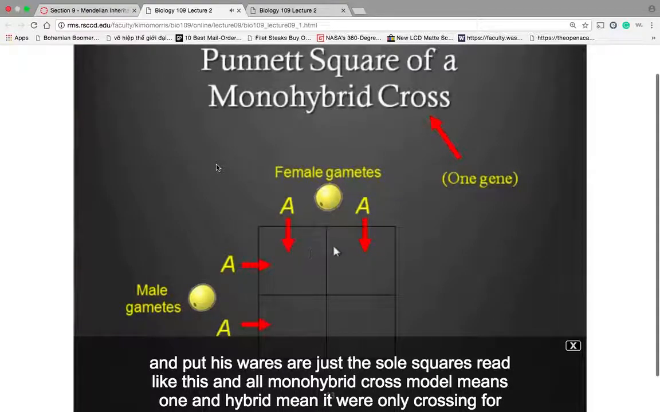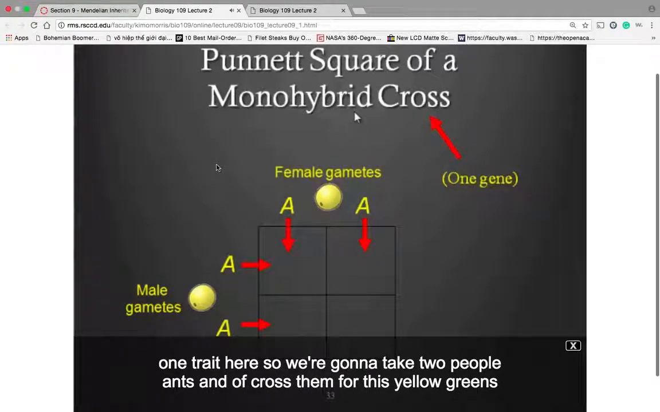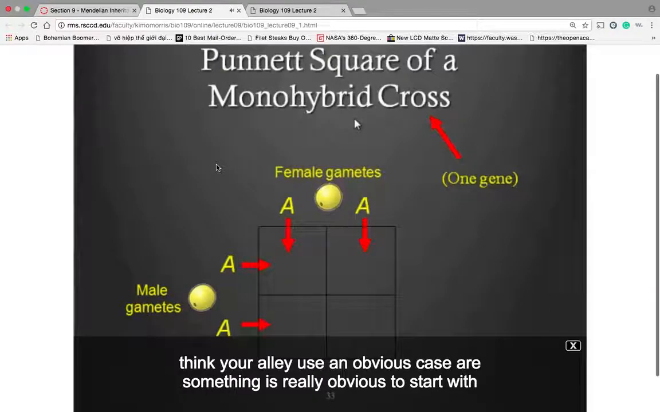And Punnett squares are just these little squares, like this. And a mono-hybrid cross, mono meaning one and hybrid meaning that we're only crossing for one trait here. So we're going to take two pea plants and cross them for this yellow-green thing here. And I want to use an obvious case, something that's really obvious to start with.